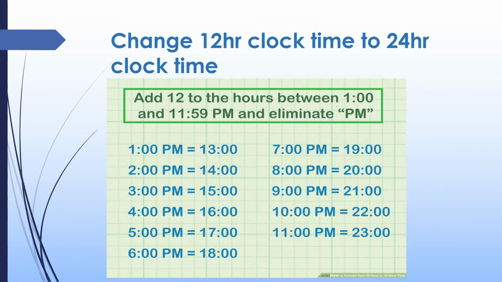Here is a table to change 12-hour clock time to 24-hour clock time. Now 1 p.m. becomes 1300 hours, 2 p.m. becomes 1400 hours, 3 p.m. becomes 1500 hours, and so on. And you can see 11 p.m. is 2300 hours. So whenever the time is from 1 p.m. to 11:59 p.m., you eliminate p.m. and add 1200.